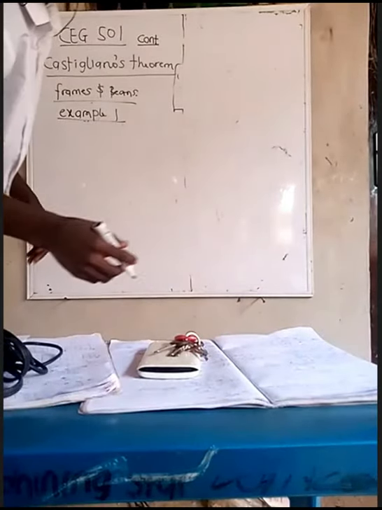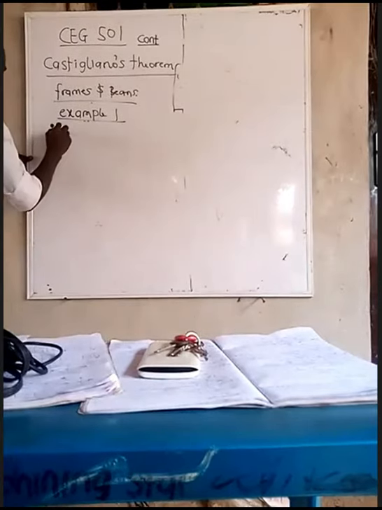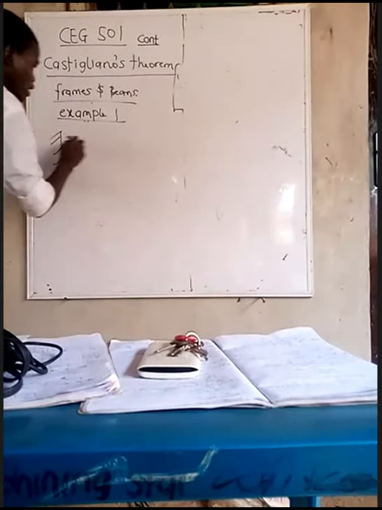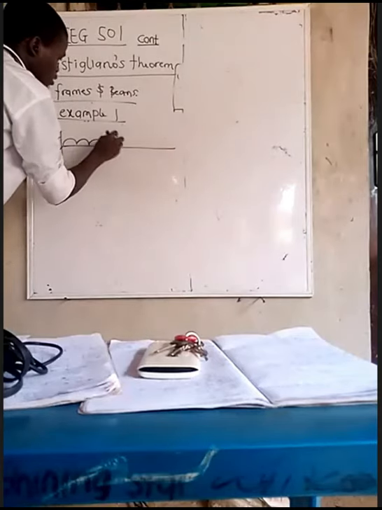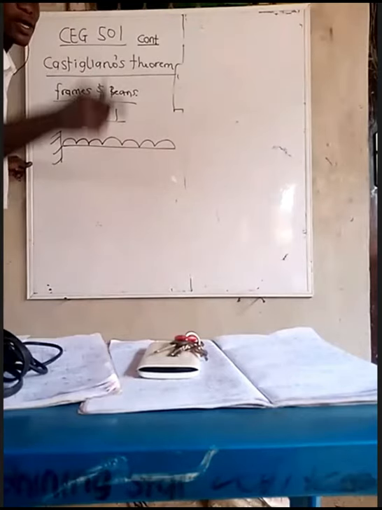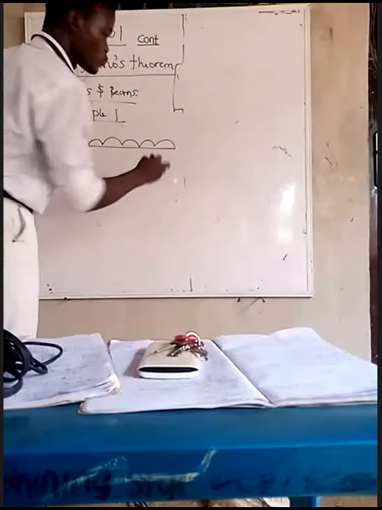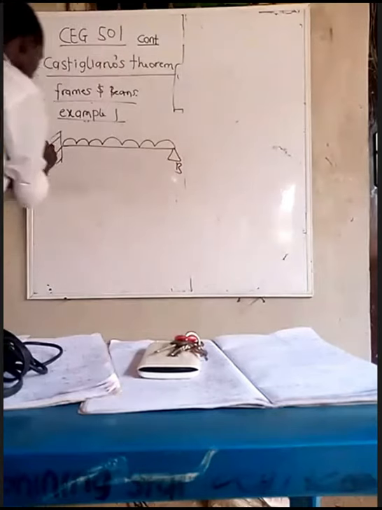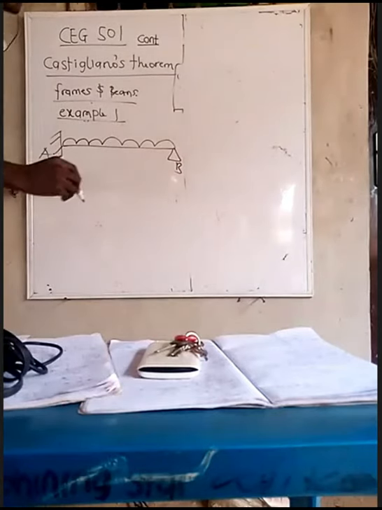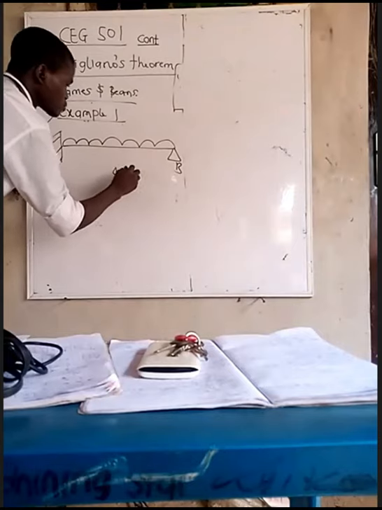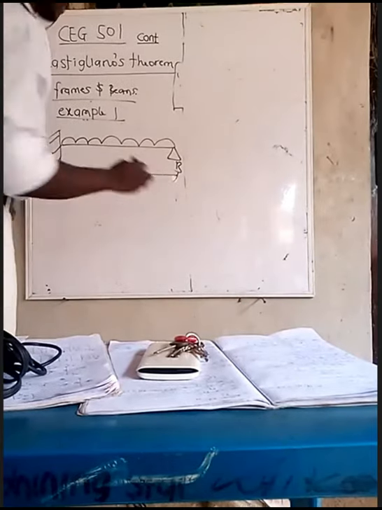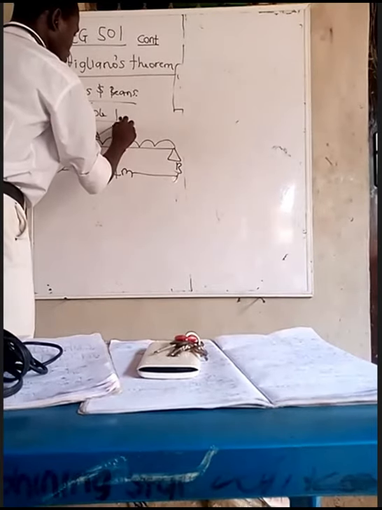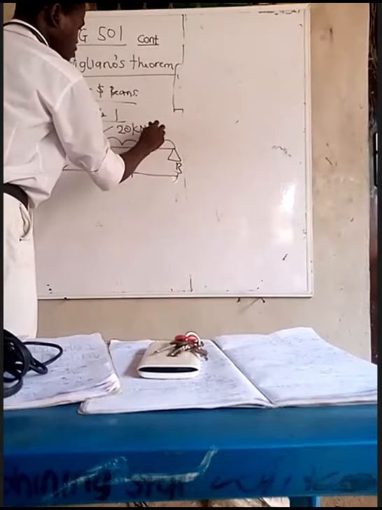So this one involves a value now. We are dealing with a value. It's similar to the previous question, but it's in two parts. The first part is just the previous one, and the second part is the one where we have to apply a concentrated load. So we have B, A, and this is 4 meters. This is a test question, actually. It's from the previous year's test, the set before us.